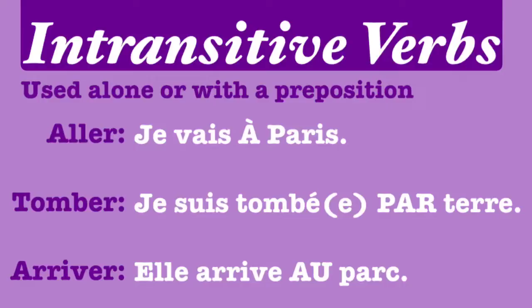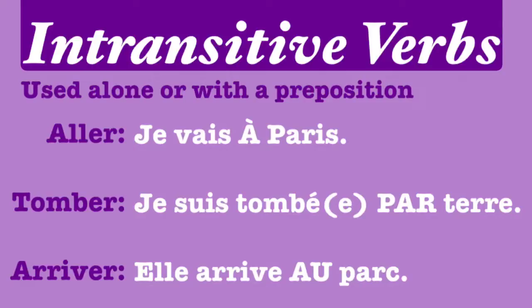So once again, we're not going to be able to just say je vais Paris. I'm going Paris. We're going to need a preposition, which in this case is à, meaning to. And I have put the prepositions in all caps in these examples. So in general, we don't go things, we go to things. A preposition is required, and aller is therefore intransitive.